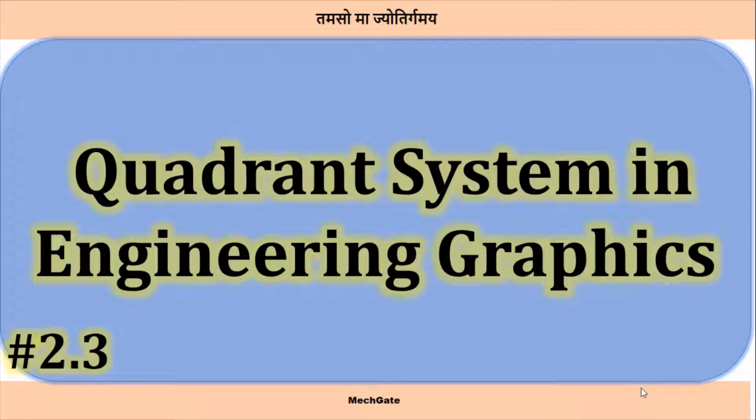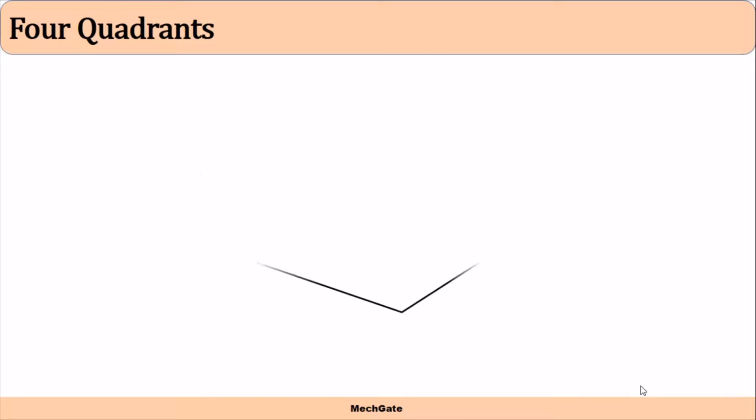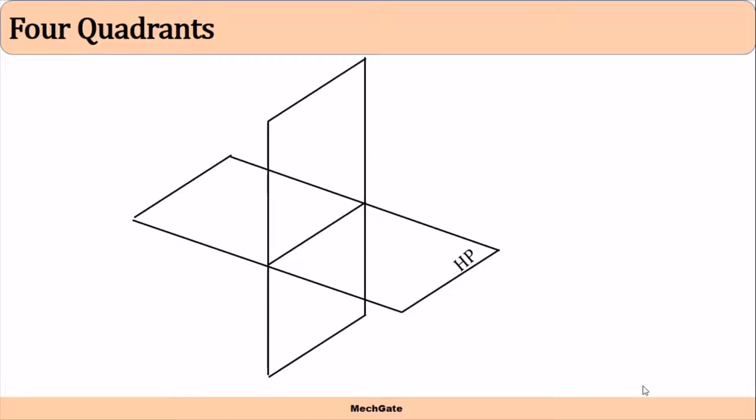In this video, we will learn the quadrant system used in engineering graphics. So let's start. We already know there are basically four quadrants, right? These four quadrants consist of two perpendicular planes, the horizontal plane, generally denoted as HP, and the vertical plane, generally denoted as VP.